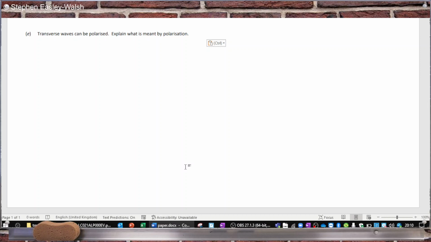Okay. E now, transverse waves can be polarized. Explain what's meant by polarizing. So to polarize a wave means to confine the vibrations and oscillations. I shouldn't really use the same word. Shouldn't really duplicate that. To confine the oscillations of the wave to a single plane.